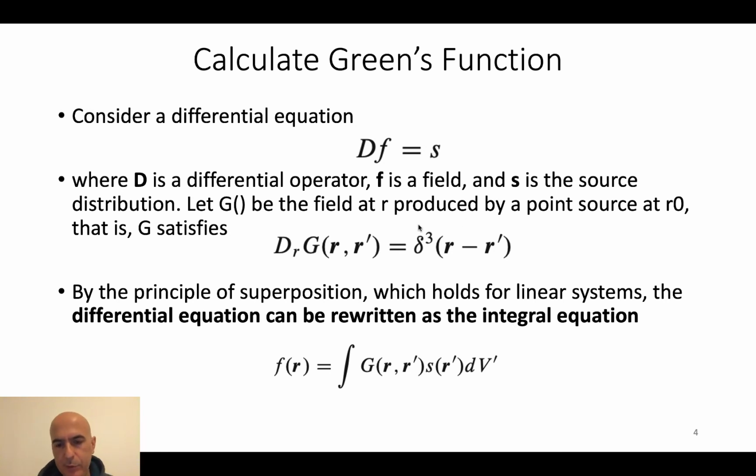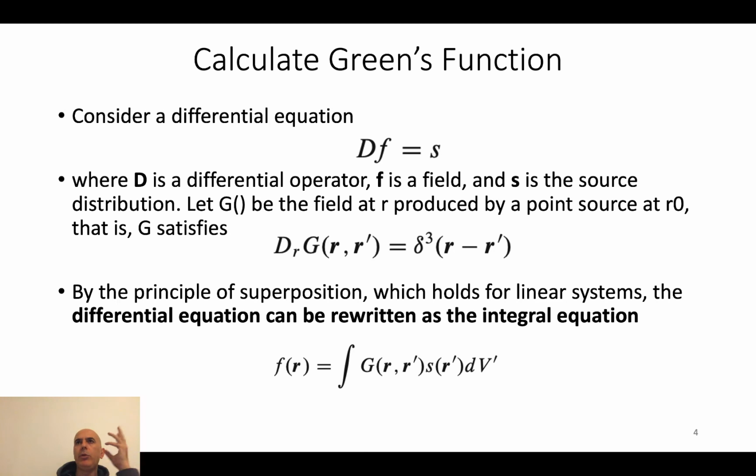So as I told you, an important part is to have a pointwise source. By the principle of superposition, which holds for the linear system, we can introduce an integral, and the differential equation can be rewritten as the integral equation that is on this slide. So our unknown f can be derived by knowing just the source and the Green function of the problem, and then taking this as an integral. So this is a very nice, elegant formulation, right?